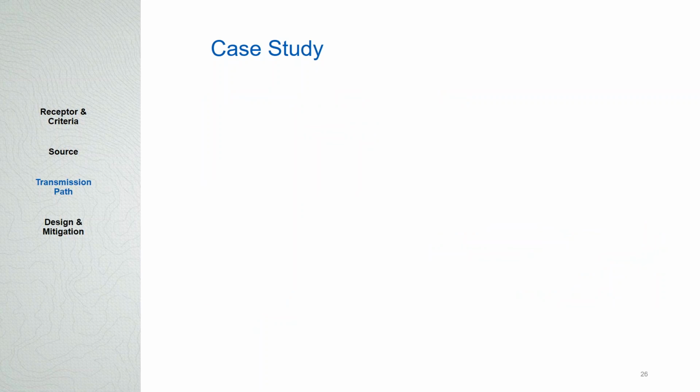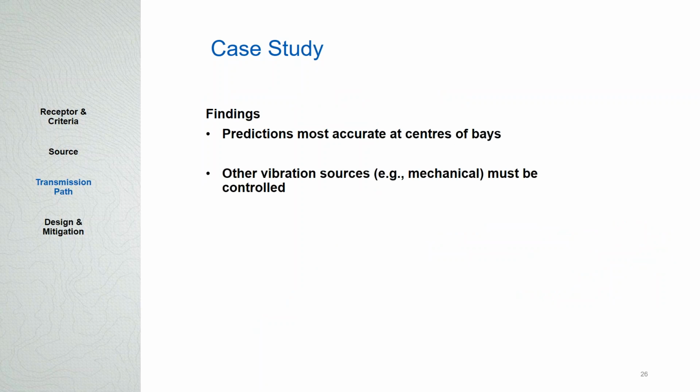So just to summarize the findings, the predictions were quite accurate at the center of the bays, right, where you're getting the largest response. Other vibration sources, such as mechanical equipment, must also be controlled. We can't just exclude them entirely. And some discrepancies were near the columns. And in fact, we didn't show this, but when you get further away from the walking path, there's of course an increase in discrepancies as well. And that makes sense. If you're walking on one side of the building, you'd think it'd be easiest to predict the response on that side of the building versus on the other side. The further you get away, the more you're modeling, the greater the transmission path, the more opportunity for discrepancies to creep in.